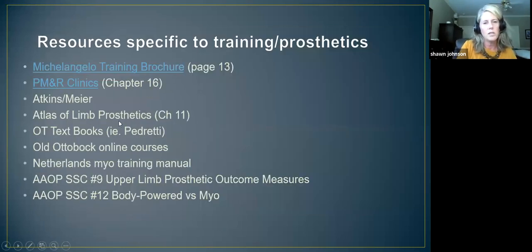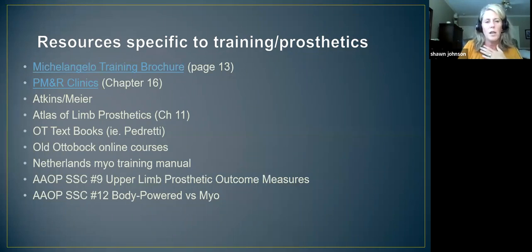Okay, so resources that are specific to training and prosthetics. If you want to take a screenshot of this, you can Google these things later. Michelangelo, Be Bionic, and I cannot remember which other manufacturers, but they all have training brochures. So you can go out and find information and pass that on to the occupational therapists if they're not familiar with the technology or how to train.